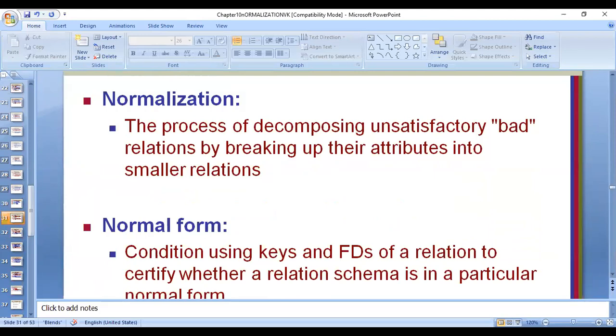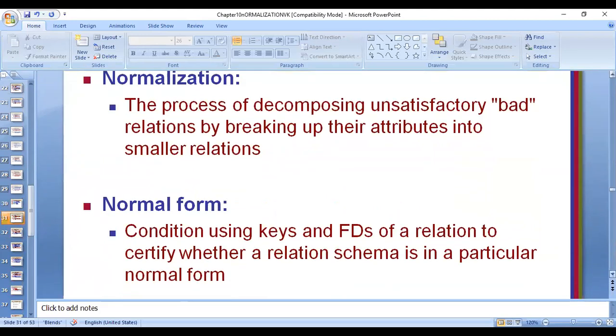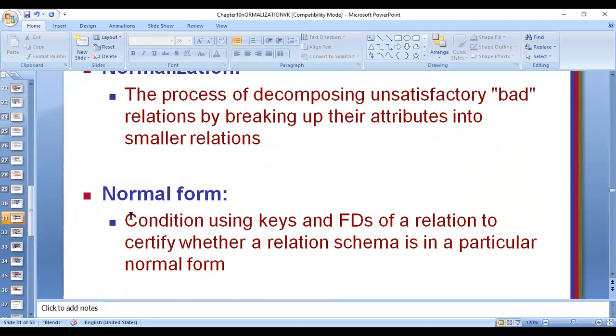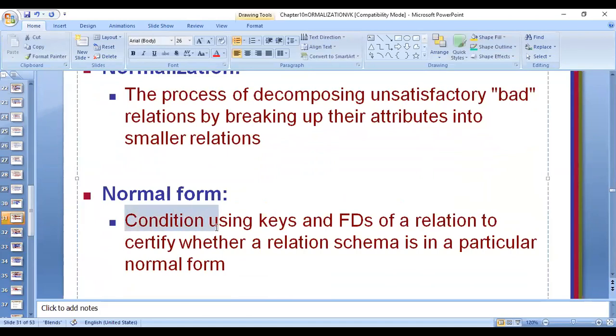So normal form, what is normal form defined as? Normal form is a condition or a situation which is formed using keys and functional dependencies. You have seen in our relational model some of the keys you have learned: key, super key, candidate key. So here, all those keys together are considered to be keys.